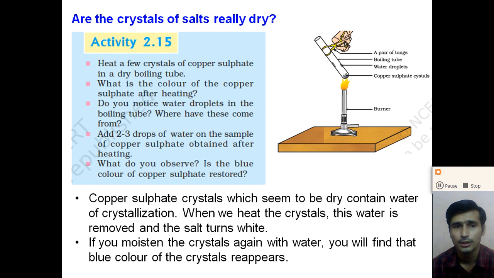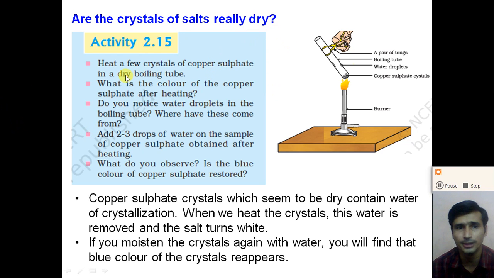Now add 2-3 drops of water on the copper sulphate obtained after heating. When you add 2 or 3 drops of water, what happens? Is the blue color of the copper sulphate restored or not? When we heat copper sulphate, the color becomes white, and the water molecules appear.